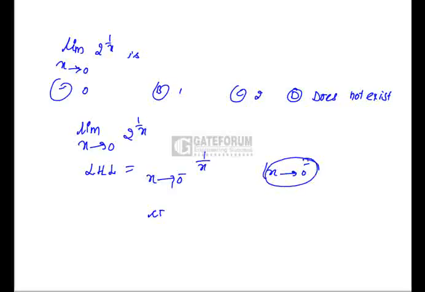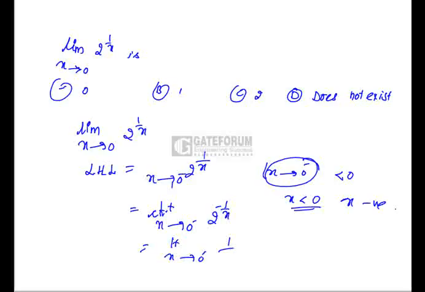So x will be a value which is slightly less than 0. That means x is a negative number. Now if x is a negative number, then the limit of this function 2 power 1 by x will be limit x tends to 0 minus 2 power minus 1 by x, which can be written as limit x tends to 0 minus 1 by 2 power 1 by x, which will be 0. Because if I substitute x as 0, this value will become infinity, and 1 by infinity is 0.